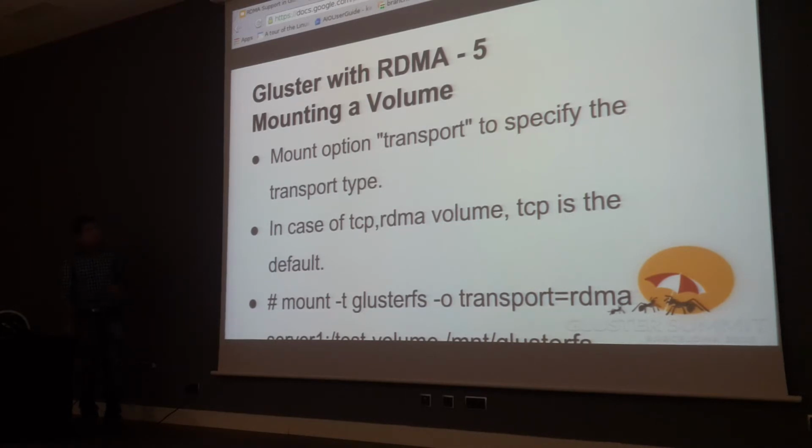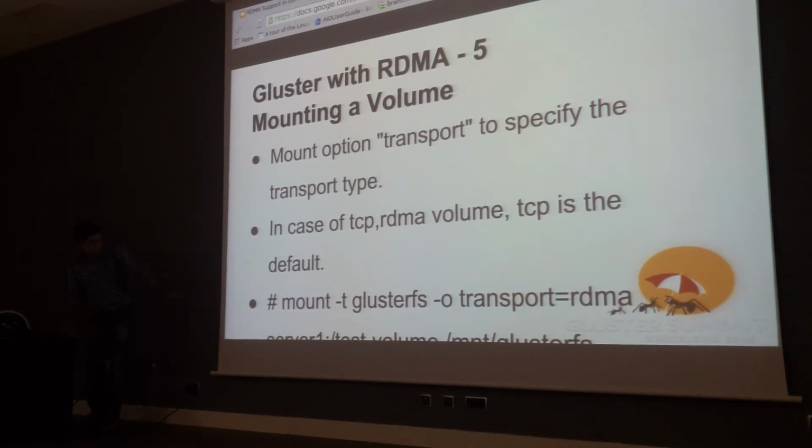To support the transport option on the mount side, we have another transport option on mount, so you can specify what transport you would want to use. In case of TCP and TCP,RDMA volumes, when we support both, if the mount command does not specify a transport type, it will be TCP. And in case of RDMA, it is automatically taken to be RDMA.